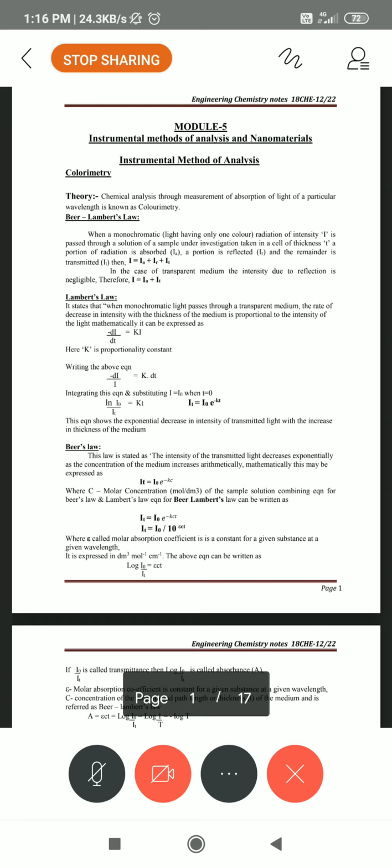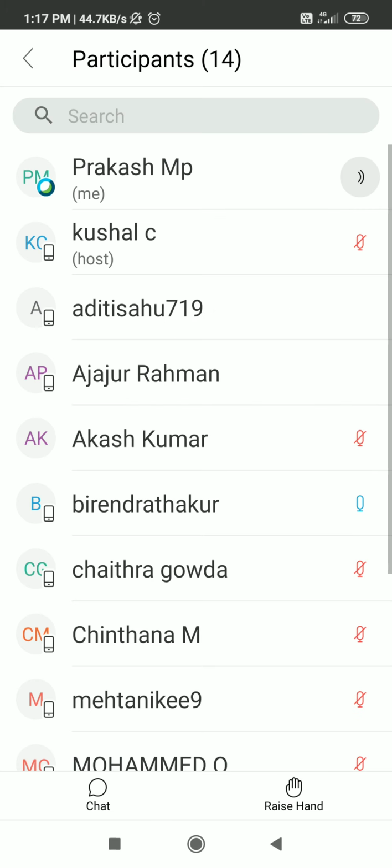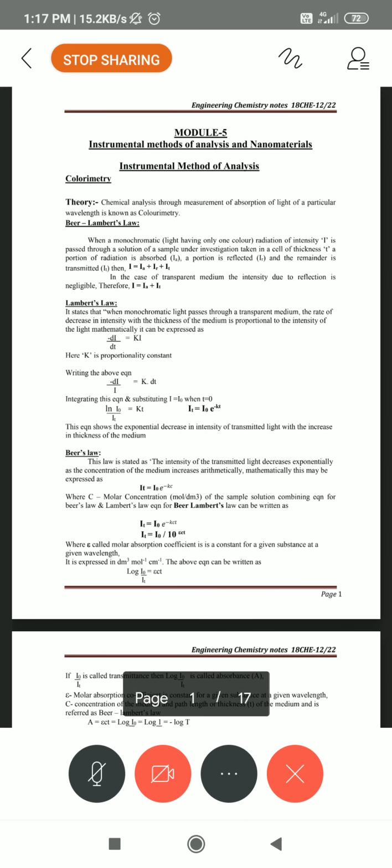But in our syllabus, we have colorimetry and flame photometry, including what we can call a potentiometer, conductometer, and flame photometer. So totally these 5 to 6 instruments we use to estimate, not qualitatively. These we can also use for quantitative analysis.